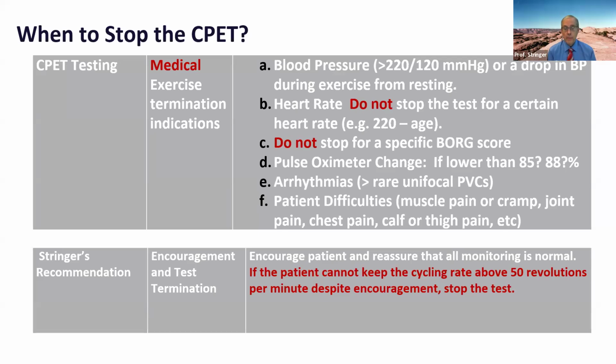If the patient's having a problem with a joint or a cramp, then you basically have to stop the test because you're not going to get a good test out of it, since it's now being limited by musculoskeletal things. You may want to bring them back on a different day or switch to a different ergometer, maybe from treadmill to bicycle, or to an arm ergometer, so that they can still do an exercise test if that's important for their patient care. My recommendation is to encourage the patient to continue until they can't keep the cadence of the bike above 50. That's a reasonably good way to decide when to stop the test.